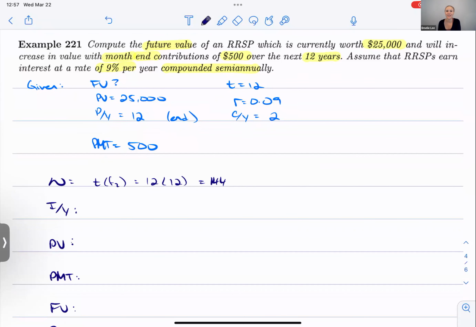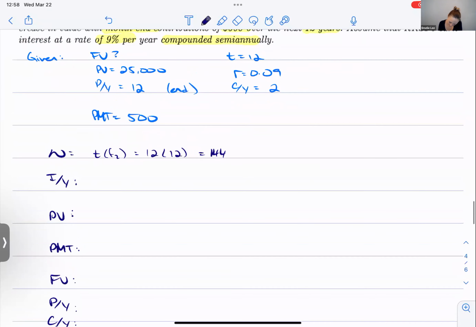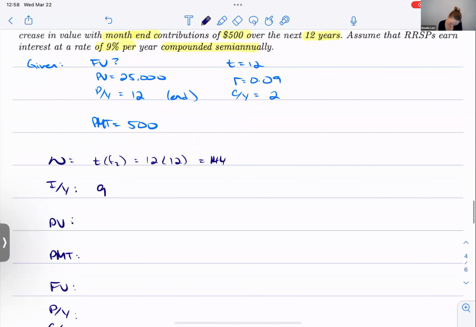Oh, I forgot that this isn't the same question that I have. So I was looking at my notes and none of it matched. That's okay. I forgot. The interest per year is 9. The present value is, like I said, negative 25,000, right?